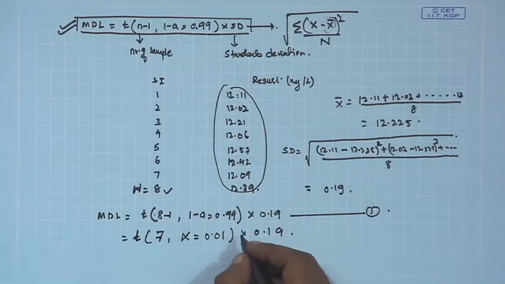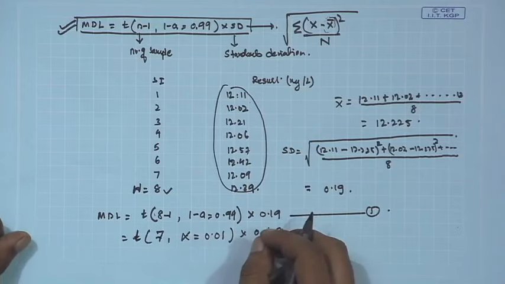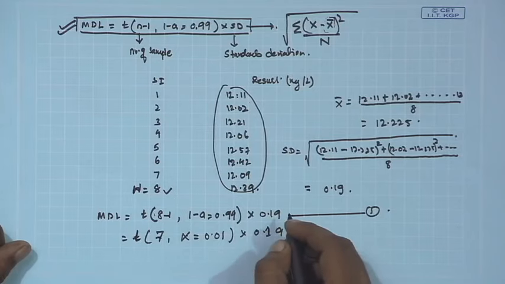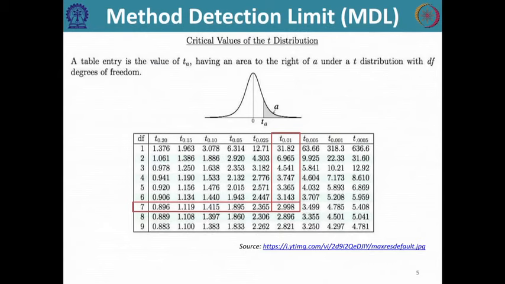For that, we have a table, the critical value of t distribution table. The table will be provided. For your practice you can download the table from the internet, and the table will be provided in the exam as well. If the table is not provided, the value of t will be given.